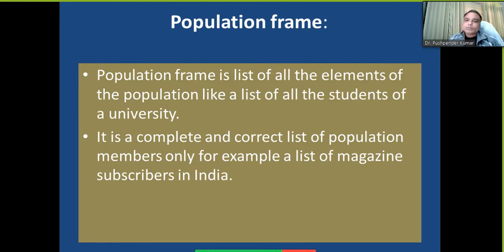Okay, so it is a complete and correct list of population members, for example, a list of magazine subscribers in India. When you subscribe to a magazine, you get some code or a reference number, right? If you want to communicate further, you need to mention that reference number. So that is the unique number. With that, they can identify who you are, right? So I hope this is clear.